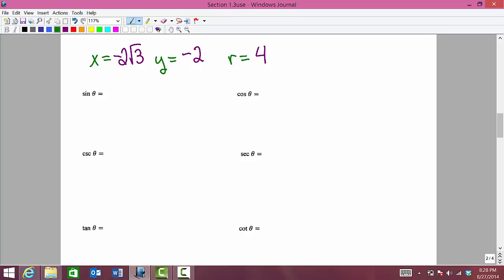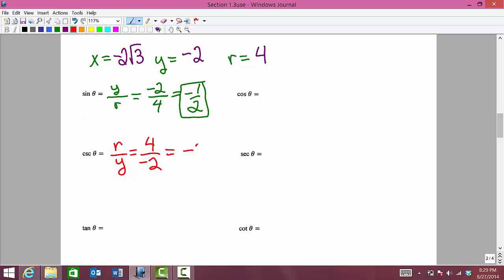Starting with sine, sine of theta is equal to y divided by r. So the value of that would be negative 2 divided by positive 4, and we always want to reduce our fractions, so the sine value there would be a negative 1/2. Cosecant is the reciprocal of sine, that would be r divided by y, so we end up with 4 divided by negative 2, which gives me a negative 2 when I reduce.